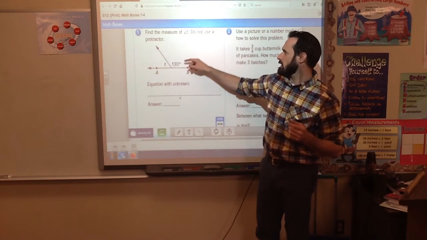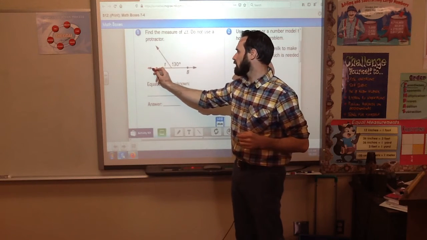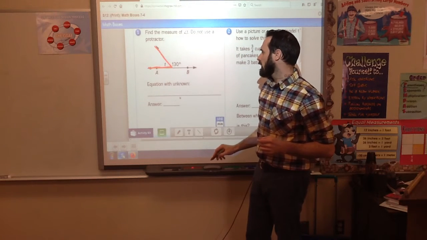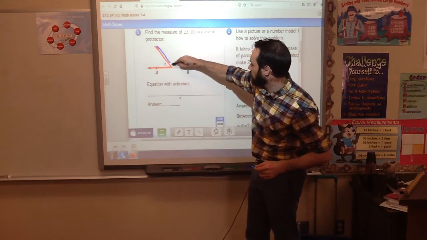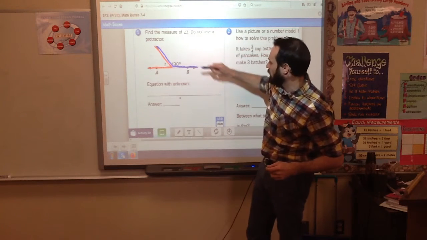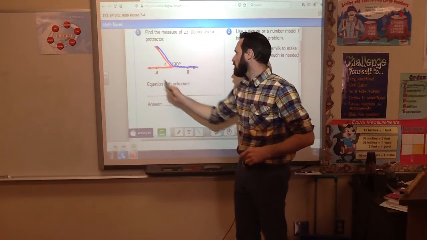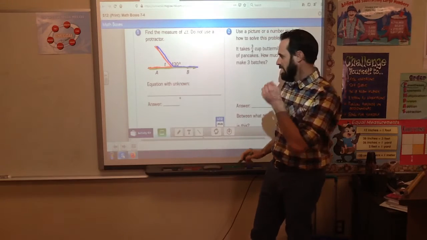So initially, they want to know the measure of t. We have three angles here. We have t, which is the unknown, and we have this one right here, which doesn't have a label, but we know that's 130. And then we've got angle AB here, which is just a straight angle.